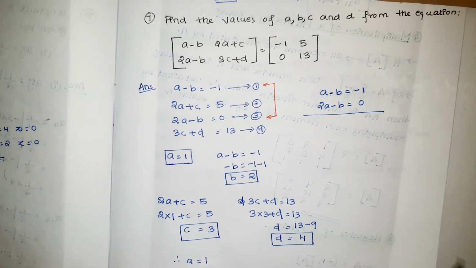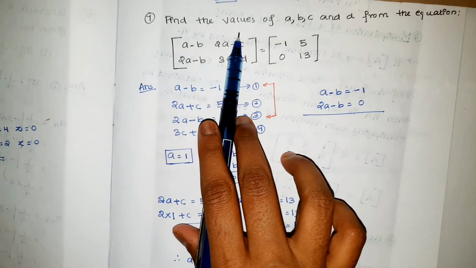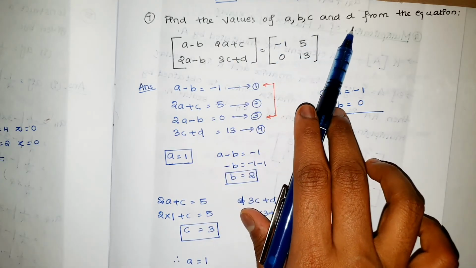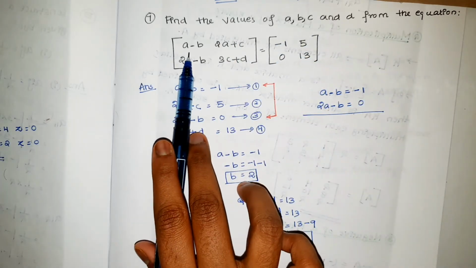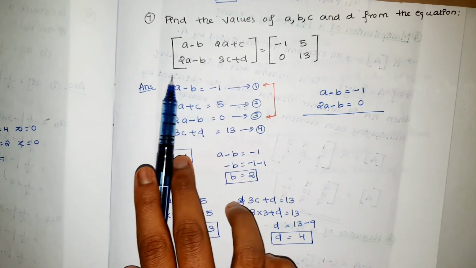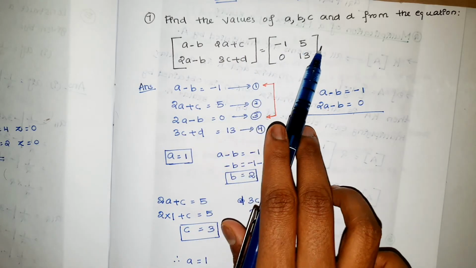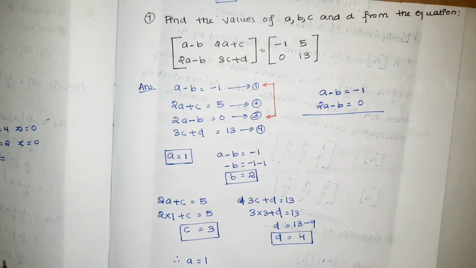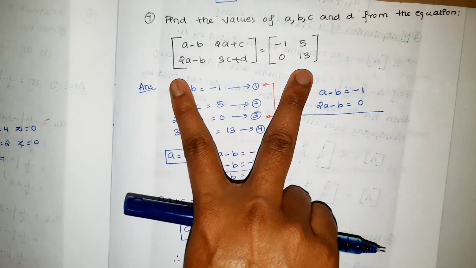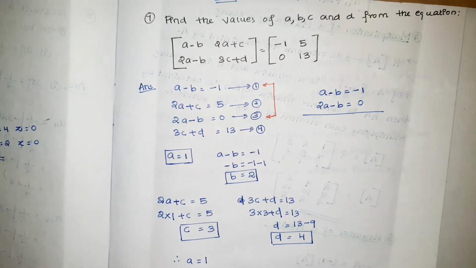Next question, question number 7. Find the values of a, b, c and d from the equation: matrix (a minus b, 2a plus c; 2a minus b, 3c plus d) is equal to matrix (minus 1, 5; 0, 13). So it's given that these two matrices are equal.